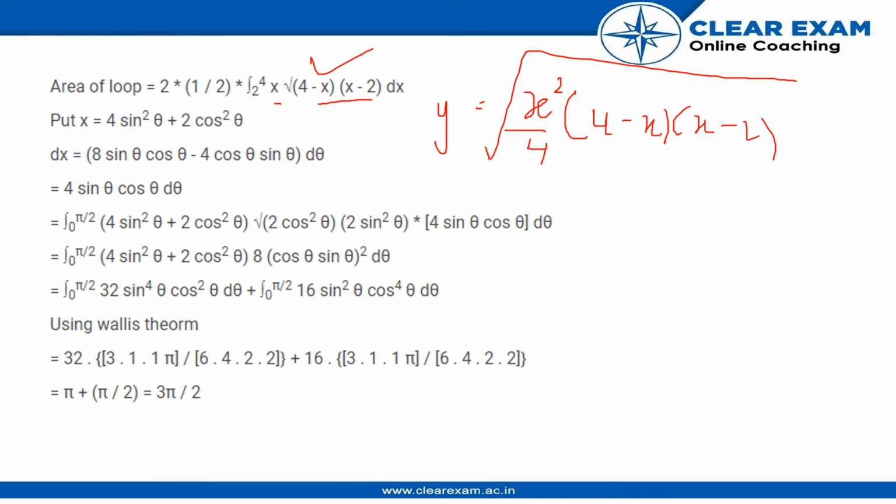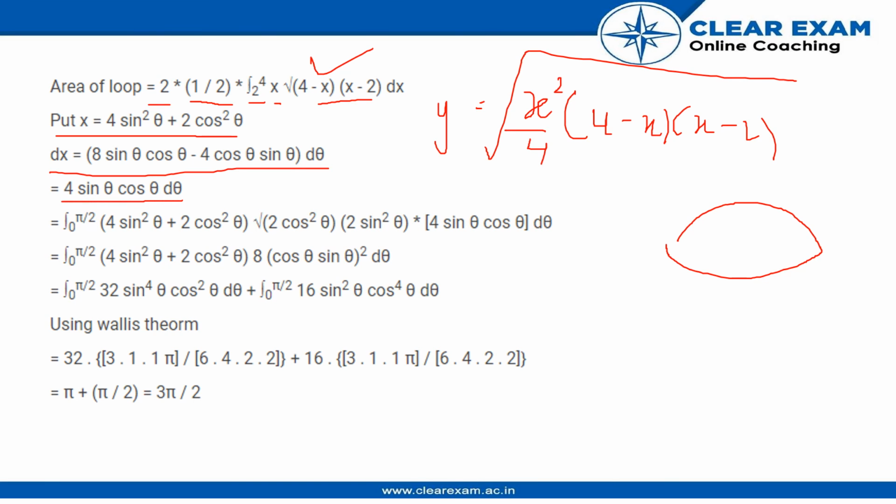We take the integration from 2 to 4, and as we saw, there is a 1 by 4 inside the square root, so we get 1 by 2 outside as it is a constant. And I'm doubling the area because in 2 to 4 the curve is present in the positive y and also in the negative y. So the curve has similar area in both the y domains. So I double it, and to simplify this integration, I put x equals 4 sine squared theta plus 2 cos squared theta. Once I put x equal to that, I get dx to be equal to this, and this is what I get.